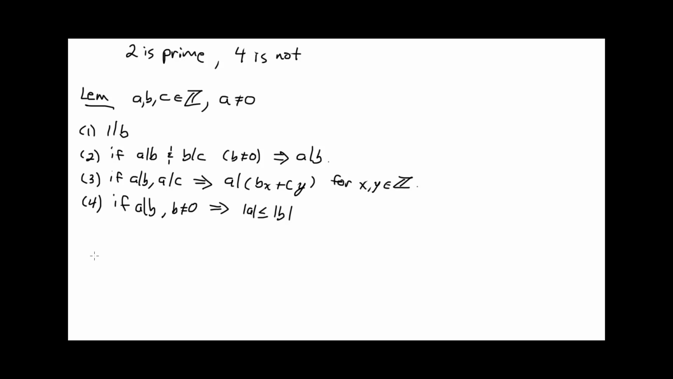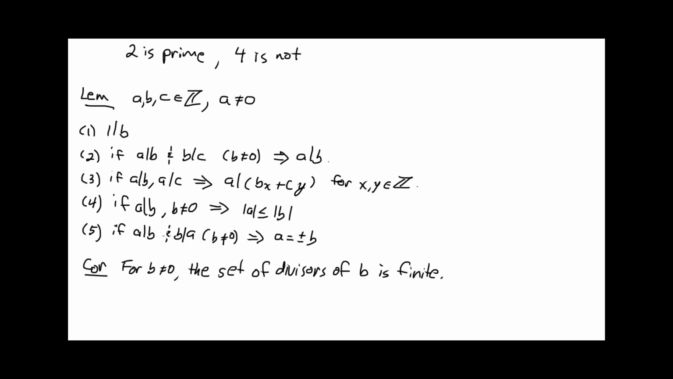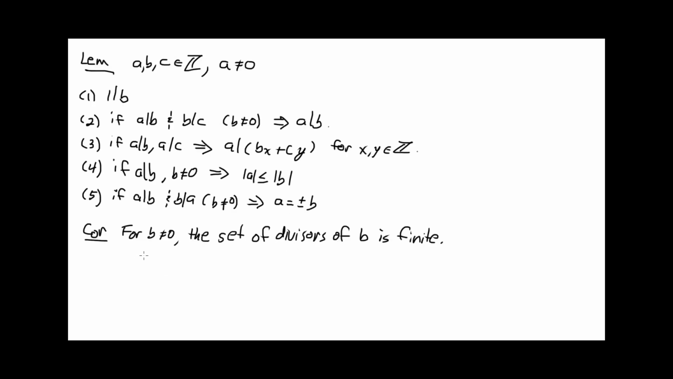There's a corollary of this that's worth noting for our next definition. For b not equal to 0, the set of divisors of b is finite, and that follows immediately from number 4. And finally, number 5 of the lemma. If a divides b and b divides a, technically you need b not equal to 0 here, then a and b are the same up to a factor of minus 1.